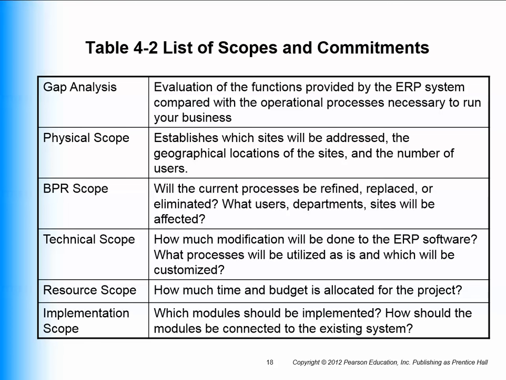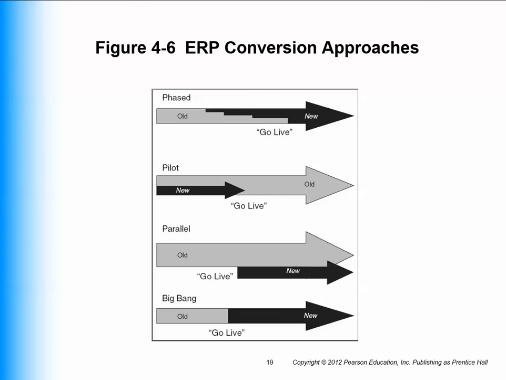Here's some of the things that happen when you implement a system. You have to do a gap analysis, understand the physical scope, understand what business processes are going to be touched in this implementation, how much modification needs to be done, what about resources, what about budget, what modules are going to be implemented. So you can see this is really complicated, and if you're ever in an organization that decides to do this or is thinking about doing this, all I have to say is watch out. It is a tsunami of complicated technical and human resources work.